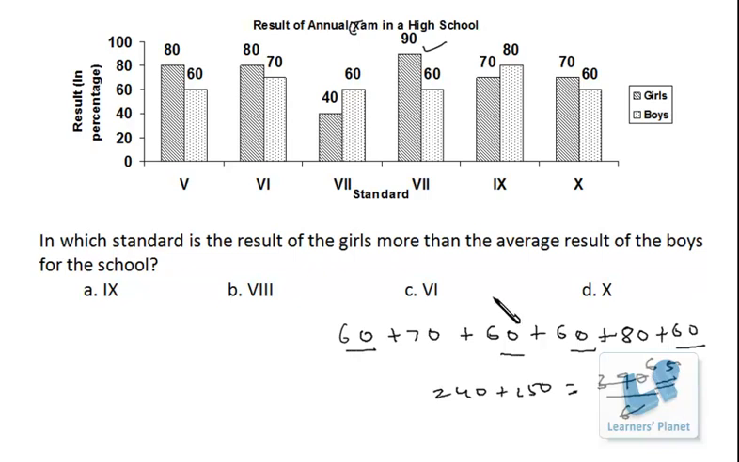So in which standard is the result of girls more than average? So we just have to find out in which grade the results of the girls are more than 65%. So we see 9th standard, so it's correct. 8th standard, it is 40%, that is less than 65%, so it's not correct. 6th standard, it is 80%, so it's more than 65%, so this is also correct. Then 10th standard, it is more than 65%, so it is also correct.